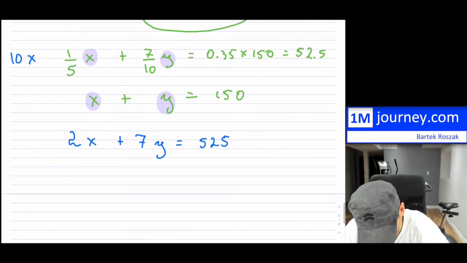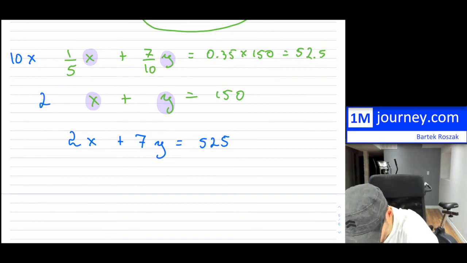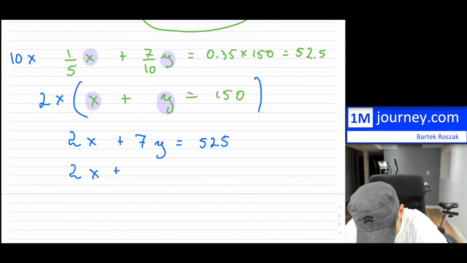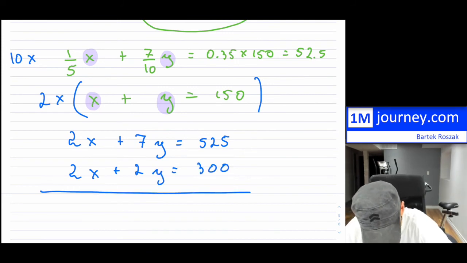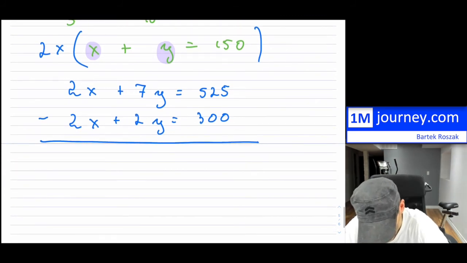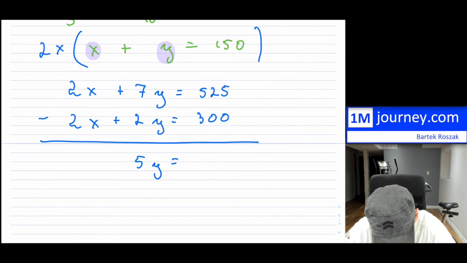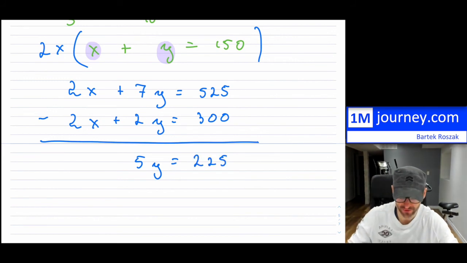Now, the second thing: I can use pretty much anything I like. I can substitute, or I can multiply this particular line by 2 and then eliminate. So that's going to be 2x plus 2y is equal to 300. Let's use elimination here. So minus, it's going to be 5y is equal to 525 minus 300. That's going to be 225, I believe. So that's what we have there.